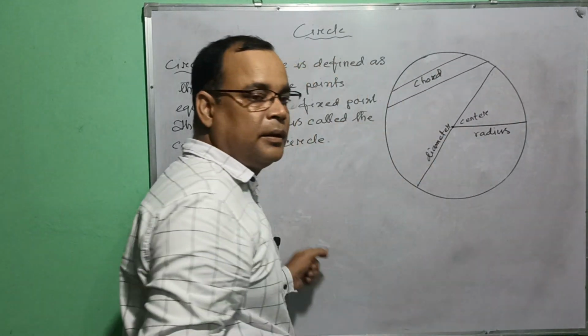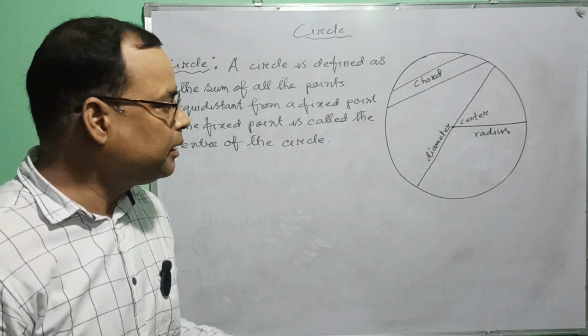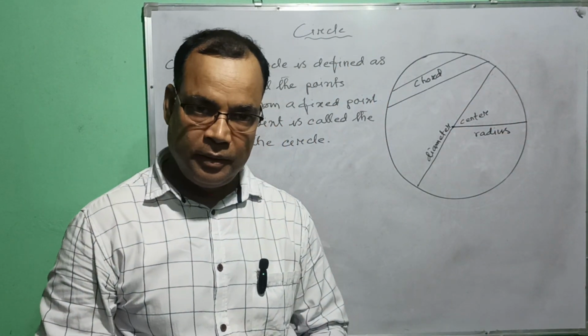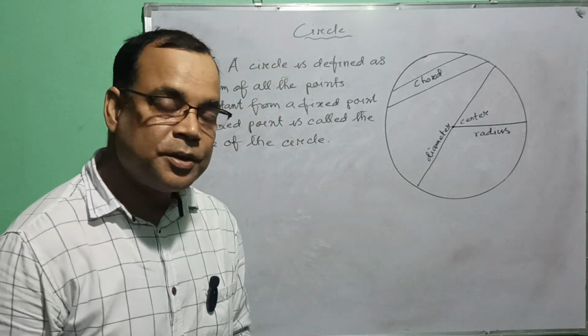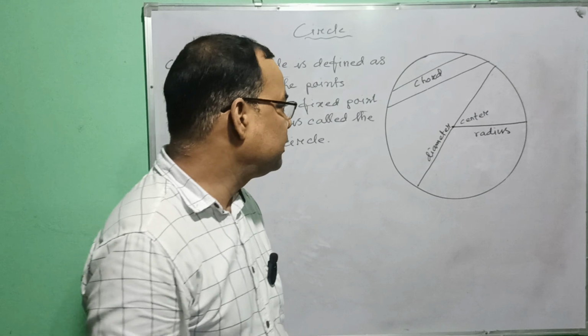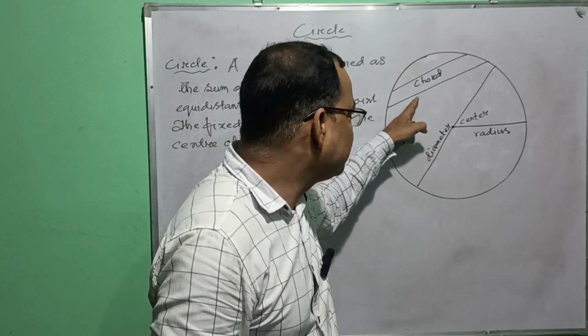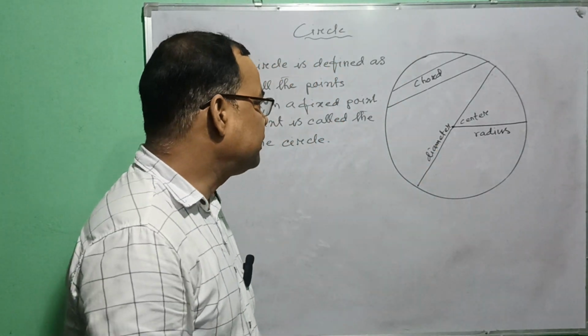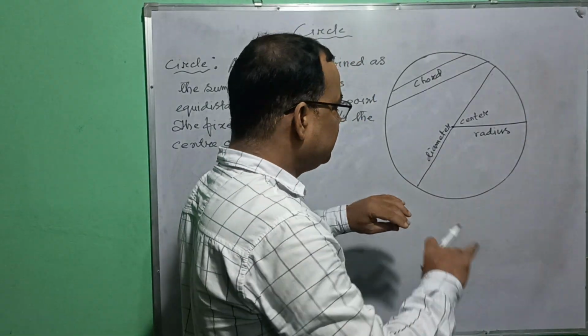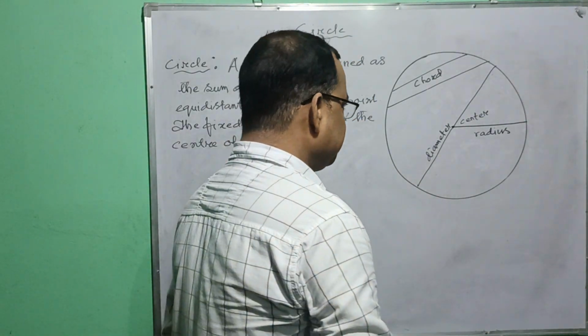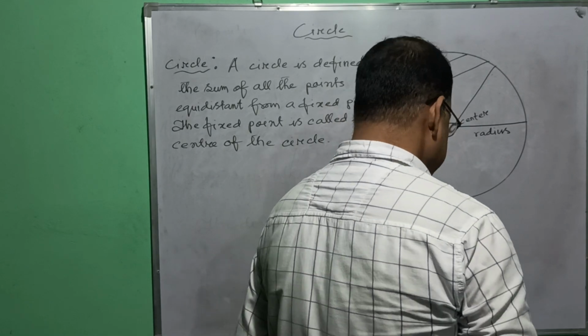So this is also one chord, here also another chord, and you can see it very clearly that the diameter is also a chord, but it is the longest chord. So in case of definition of diameter, we can write the longest chord of a circle is called the diameter, and these are also chords, but they are not equal to the diameter. These are smaller than diameter. So chord you can understand.